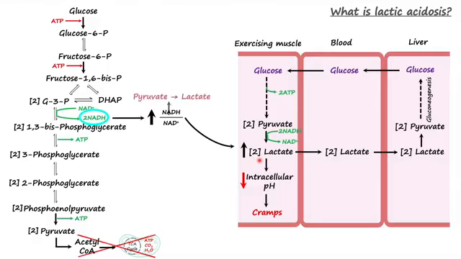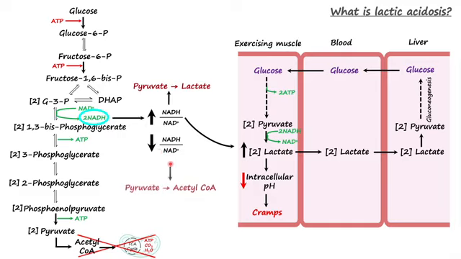And lastly, I just want you to remember that when the ratio of NADH to NAD plus is high, this favors the reduction of pyruvate into lactate. On the other hand, when the ratio of NADH to NAD plus is low, this favors the oxidation of pyruvate into acetyl-CoA, and acetyl-CoA is then subsequently metabolized through the TCA cycle to synthesize ATP, carbon dioxide, and water.